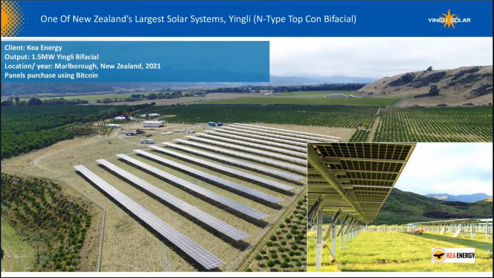In New Zealand, we supplied our N-type TopCon module to this ground mount system. The cells here are active on the front and back, which boosts the output, particularly on a cloudy day where light is scattered. An interesting fact about this system, the modules were partially purchased using Bitcoin. I'm pretty sure we made more profit selling Bitcoin than we did selling the modules on this project.